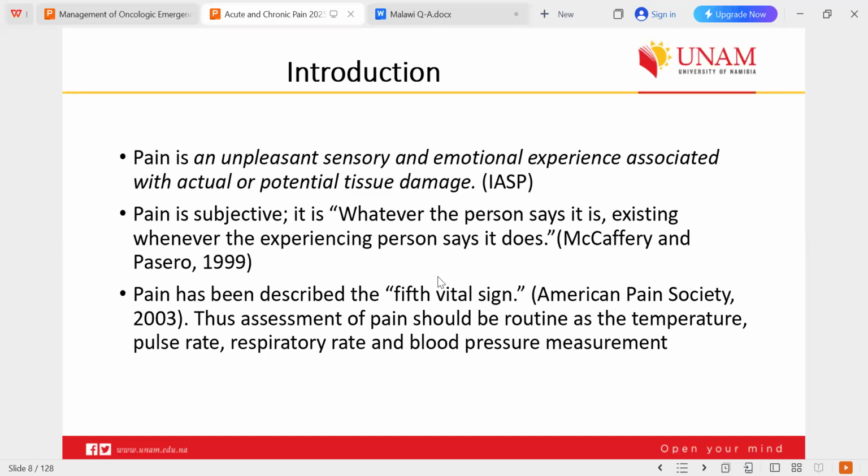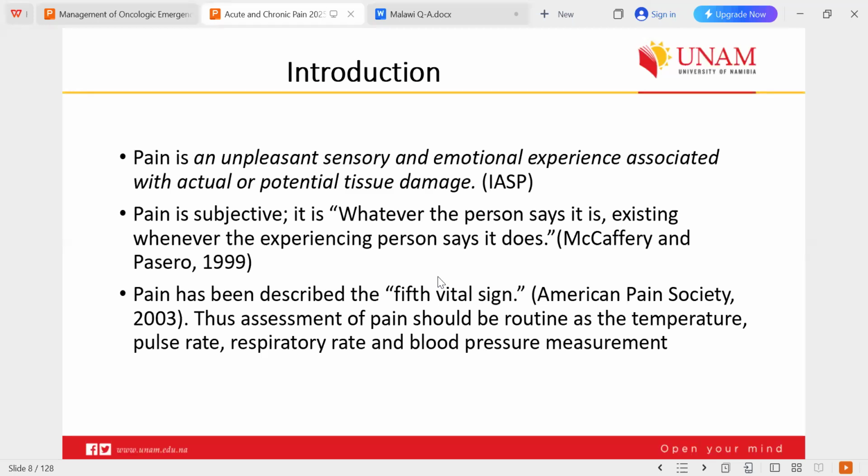But note that whatever it is, pain is subjective. It is whatever the patient says it is. If the patient says I'm in pain, you can't say the patient is lying. So, existing wherever the experiencing person says it does. Number one, whatever the person says it is, and wherever the person says they are feeling it. And that is why pain management has a multidimensional approach.